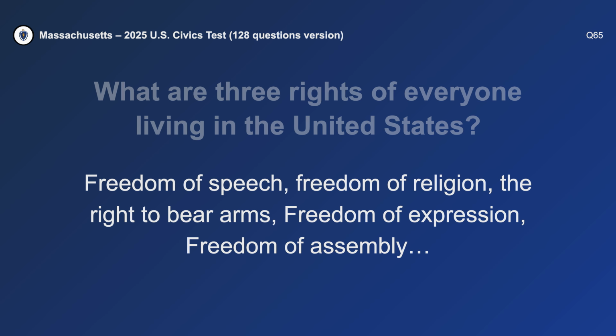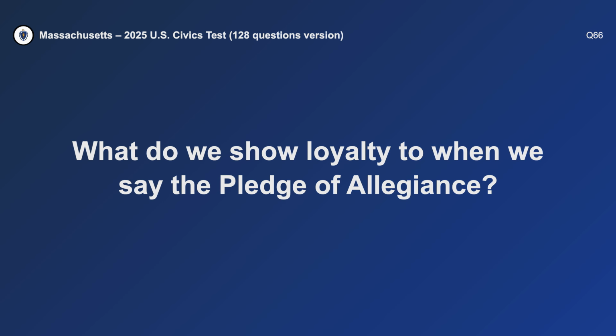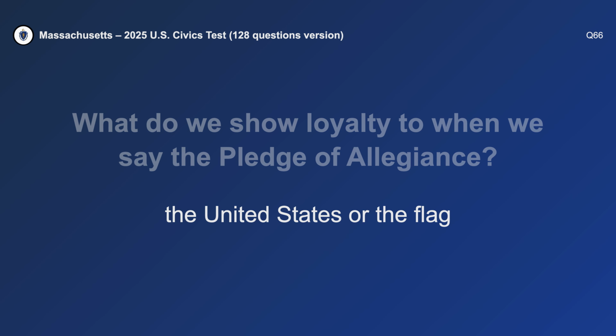What are 3 rights of everyone living in the United States? Freedom of speech, freedom of religion, and the right to bear arms. What do we show loyalty to when we say the Pledge of Allegiance? The United States. Name 2 promises that new citizens make in the Oath of Allegiance.